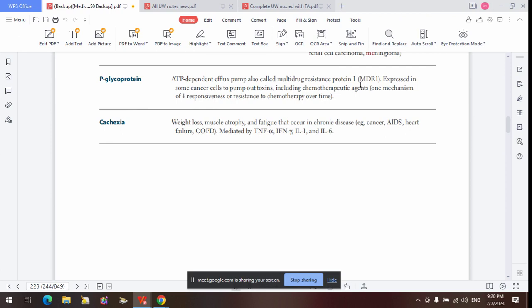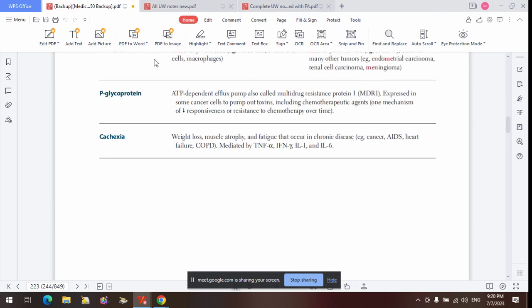It's not only used by cancer cells. Some cells of the body also use it to protect themselves against antibiotics. By the time the antibiotics get in, they just pump them out. But we should remember it for chemotherapy agents now: MDR1 or P glycoprotein pumps out chemotherapeutic toxins, and they are resistant to chemotherapy.